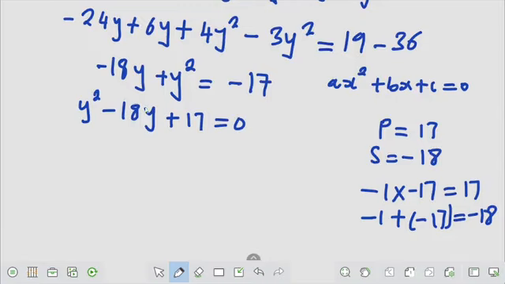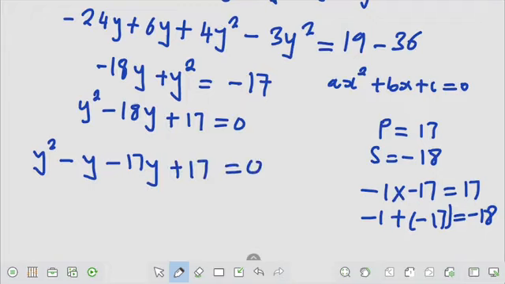And we are going to substitute in the middle, where we have negative 18y. So we are going to write y squared minus y, then minus 17y. So I've replaced it here, then plus 17 is equal to 0. So these are 4 terms, 1, 2, 3, 4. We can enclose them in brackets like this, as you can see.